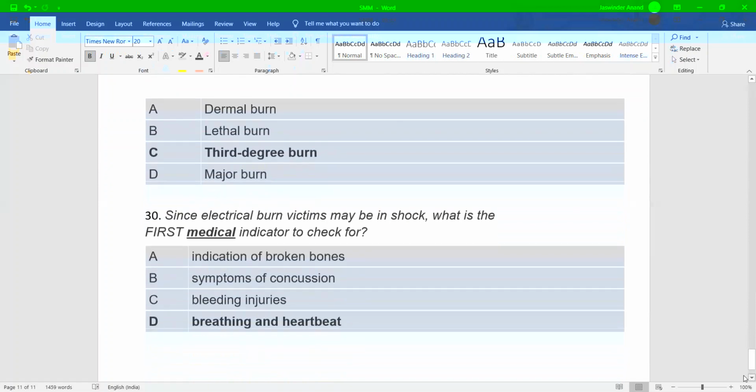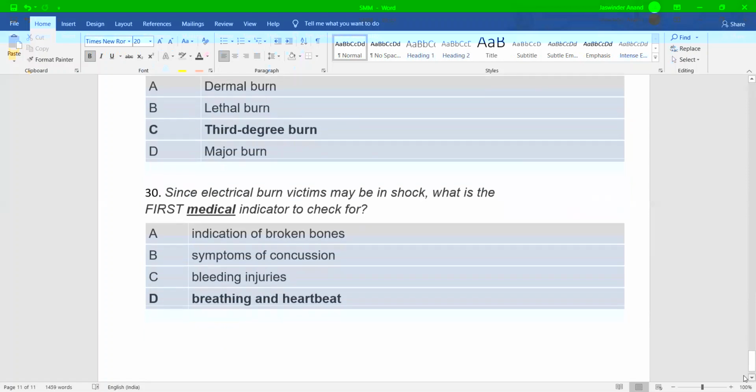Question number 30. Since electrical burn victims may be in shock, what is the first medical indicator to check for? Breathing and heartbeat. That is the first thing you check for. Okay, guys, so these are the 30 questions which will be helpful for your exit exam for medical first aid and Shipmasters Medicare.